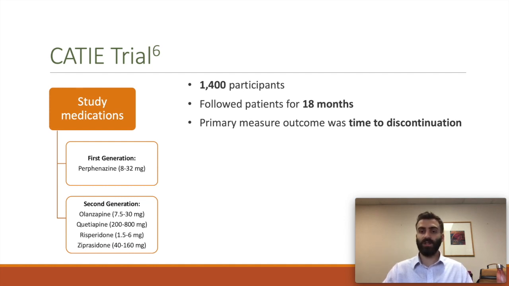The second generation options here are good: olanzapine, quetiapine, risperidone, and ziprasidone. Of note here, the dosing for olanzapine went up to 30 milligrams. Olanzapine has a soft max at around 20 milligrams, especially outpatient. So 30 was a little bit higher, but some people do go that high, so it wasn't unheard of.